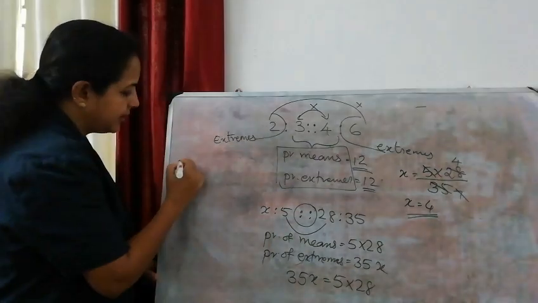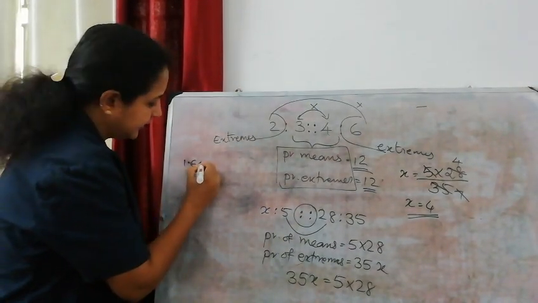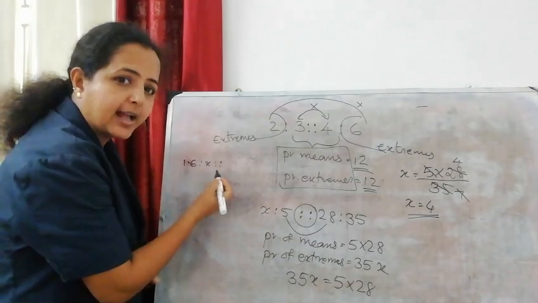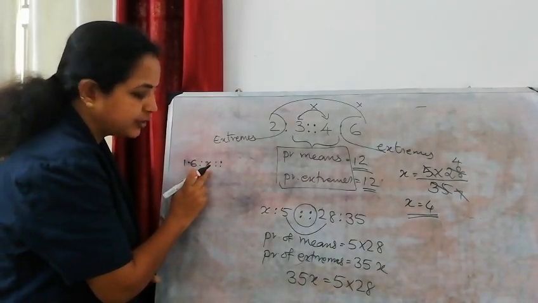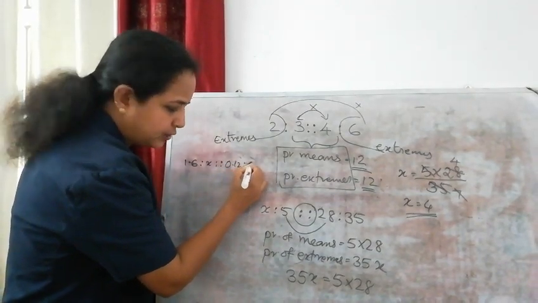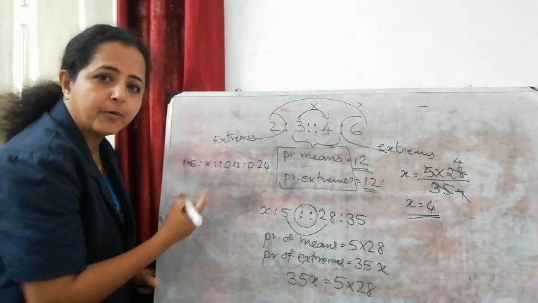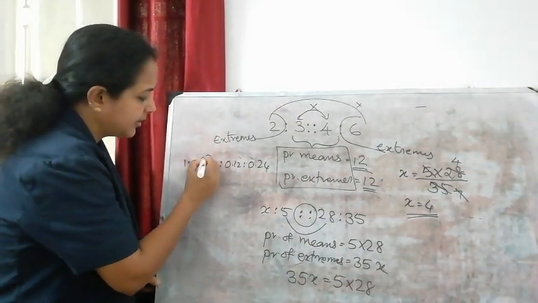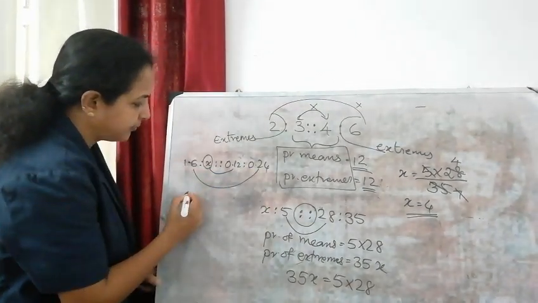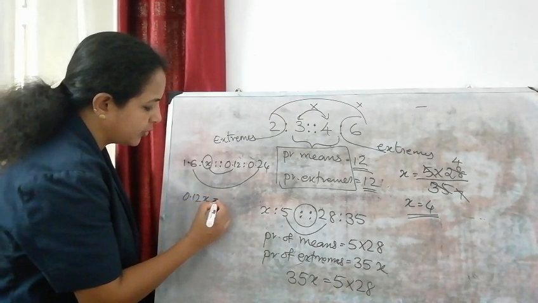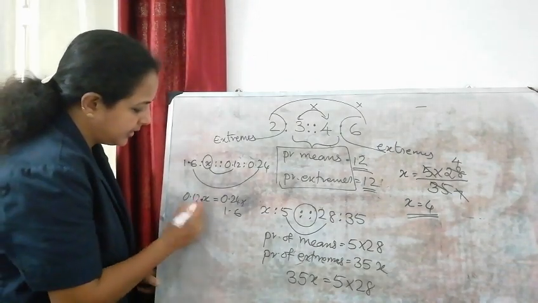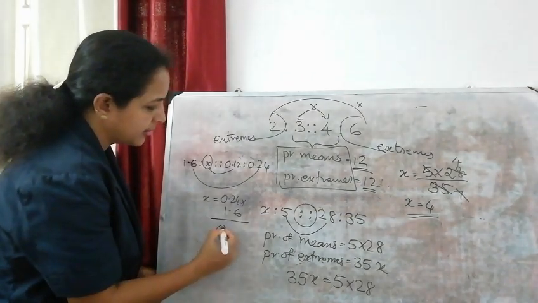One question is like this: 1.6 is to x, we can read it as 1.6 is to x as 0.12 is to 0.24. They are in proportion. So the second number we have to find out. Product of means is equal to product of extremes. That is 0.12 into x is equal to 0.24 into 1.6. And this 0.12 will come down.